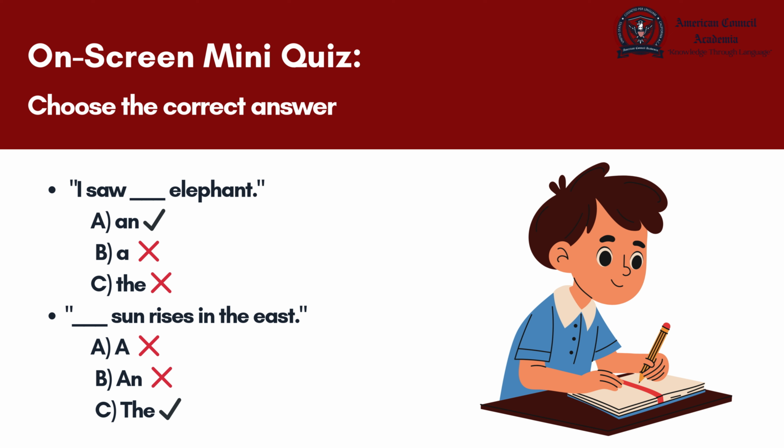The word elephant starts with the vowel sound E, so we say an elephant. Blank sun rises in the east. A, B, N, C, the. Correct answer, C, the. We use the when referring to something specific or unique. There is only one sun, and we all know which sun we're talking about, so we say the sun.